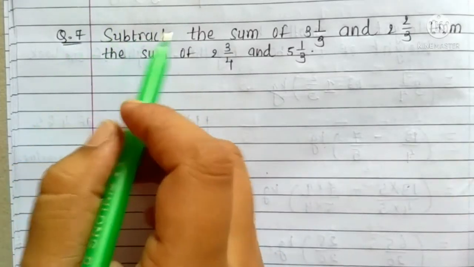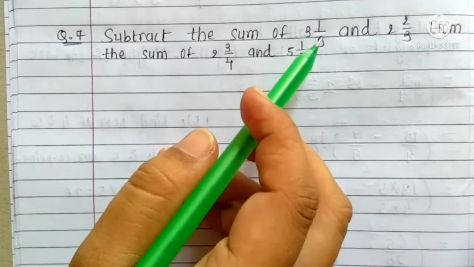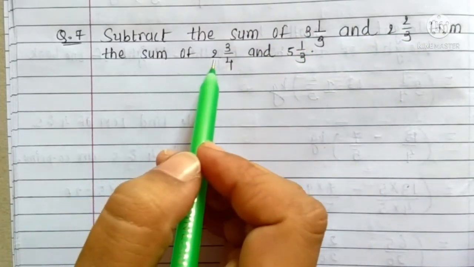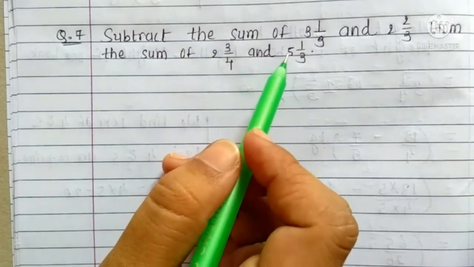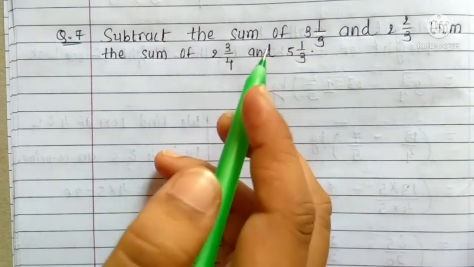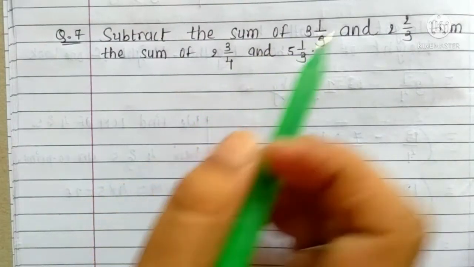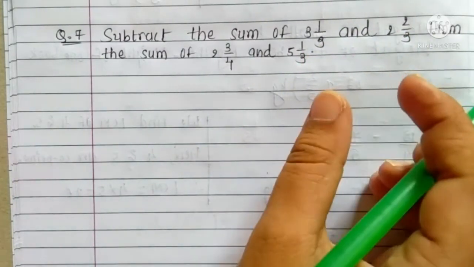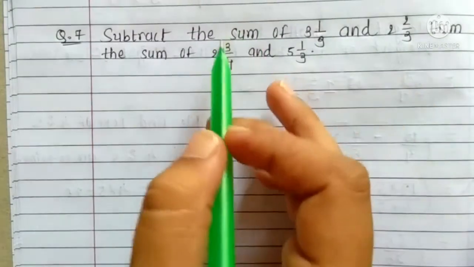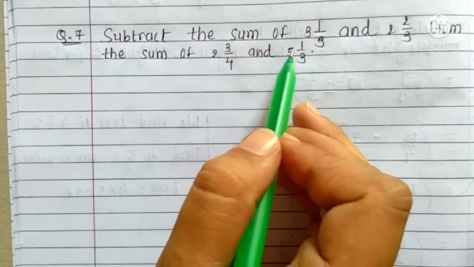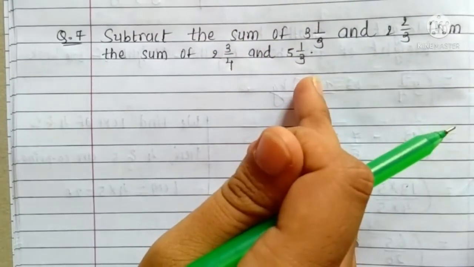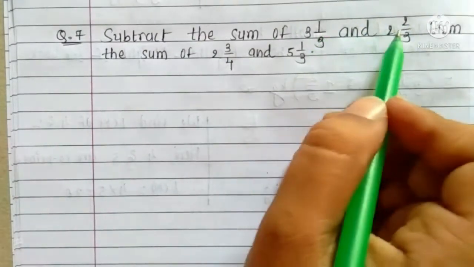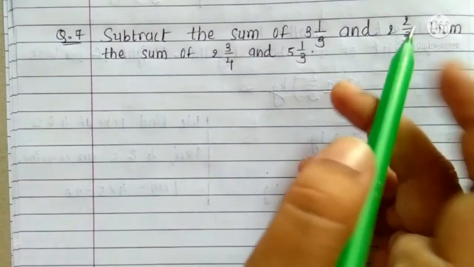Question number 7. Subtract the sum of 3 complete 1 upon 3 and 2 complete 2 upon 3 from the sum of 2 complete 3 upon 4 and 5 complete 1 upon 3. That means, हमें यहाँ पे 3 complete 1 upon 3 and 2 complete 2 upon 3 का sum find करना है and 2 complete 3 upon 4 and 5 complete 1 upon 3 का sum find करना है. And जो इसका sum मिलता है, उसमें से हमें ये दोनों का sum subtract करना है.